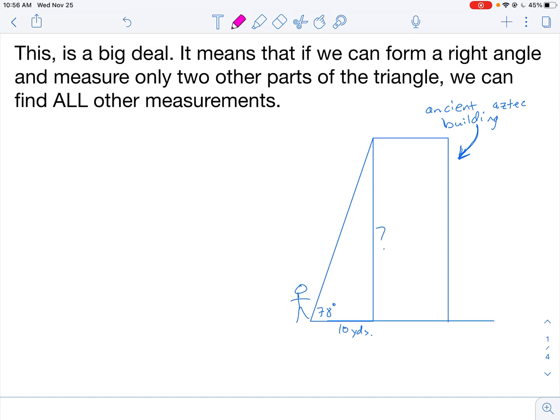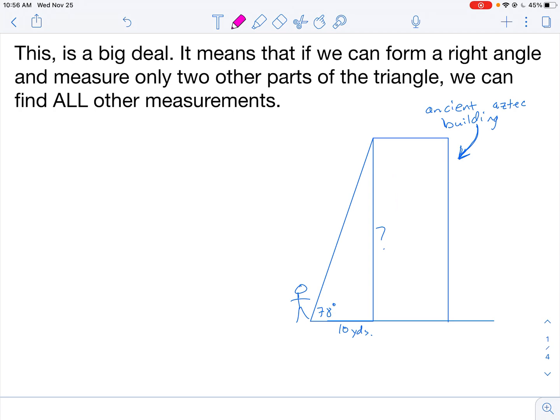Well, measuring that by hand is actually really difficult. But if you have trig and you set up a little trig equation, you can find it out pretty easily. So let's say you walk away from it about 10 yards and you measure the angle here, which is pretty easy to do. You could then find out how tall this building is using trigonometry. And we're going to get to that point.